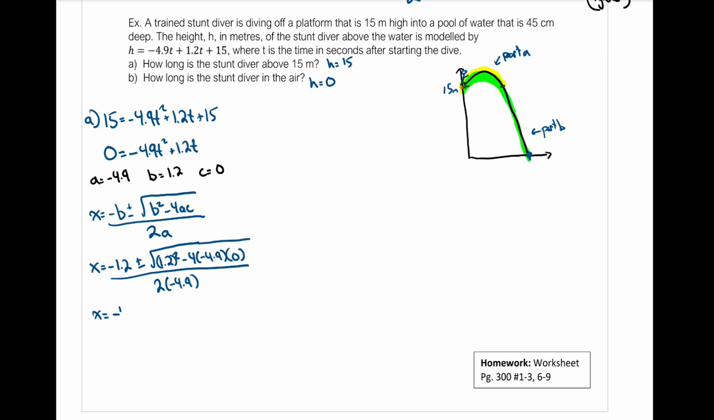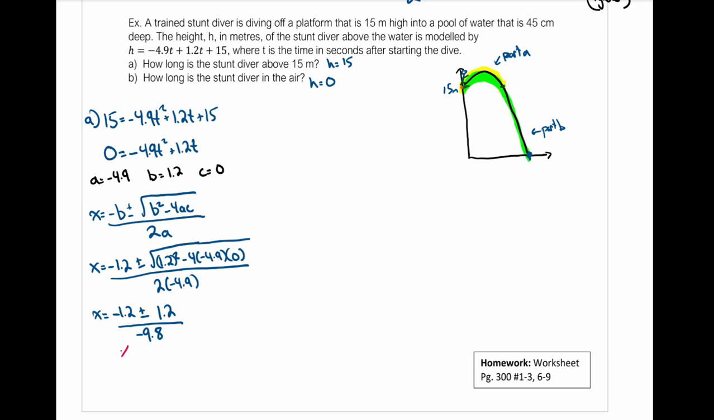X equals negative 1.2 plus or minus, really I only need to worry about the 1.2 squared because everything else just turns to 0. And if I take the square root of 1.2 squared, which is 1.44, when I take the square root of that, I just work back to 1.2 because the squared and the square root cancel out. And I simplify the bottom, 2 times negative 4.9, negative 9.8.